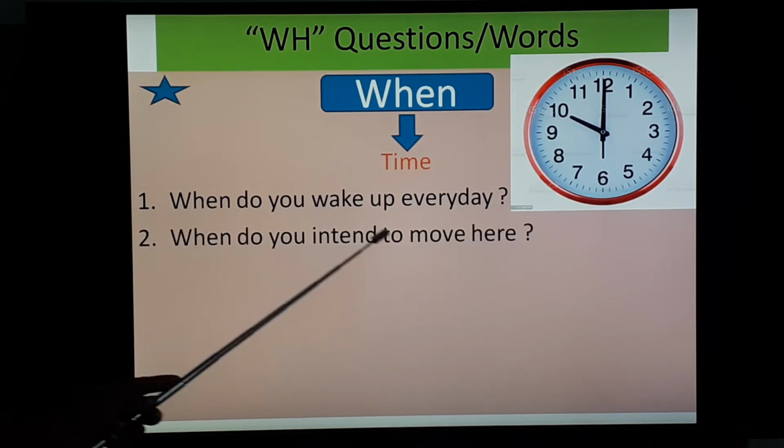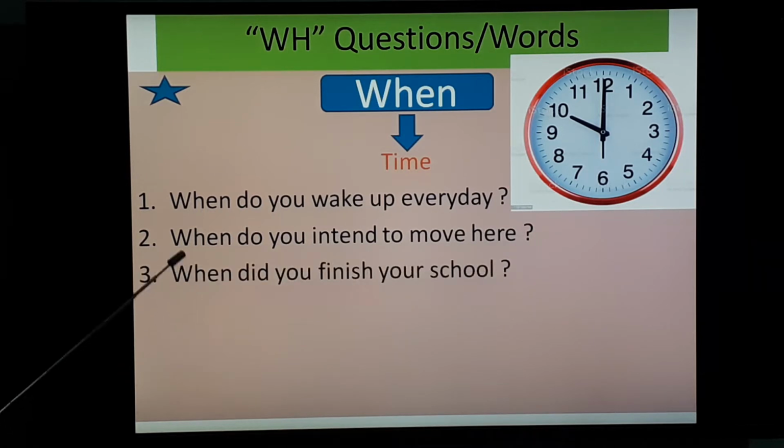When do you intend to move here? When did you finish your school? Now see here, did. That is regarding simple past tense. How to frame an interrogative sentence is already mentioned in simple past tense. So go to the series of tenses and then come to this WH question. It will be very easy for you to understand.